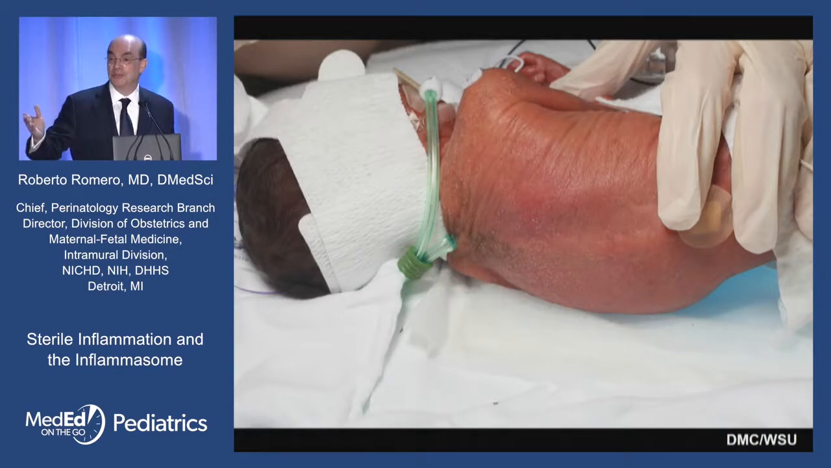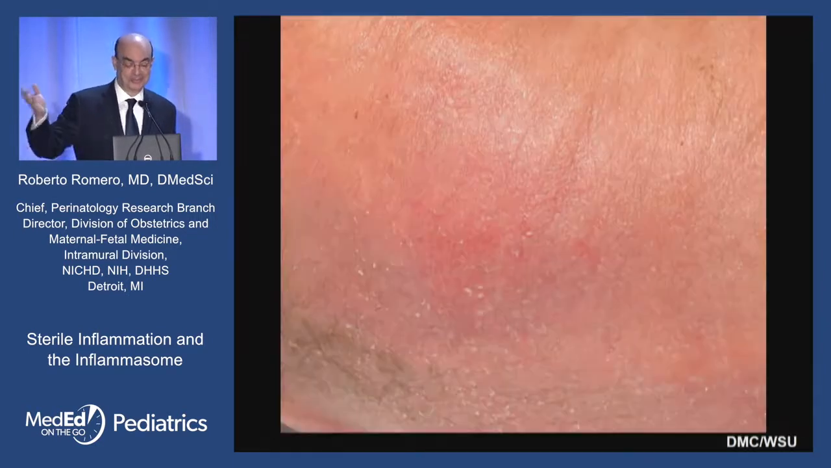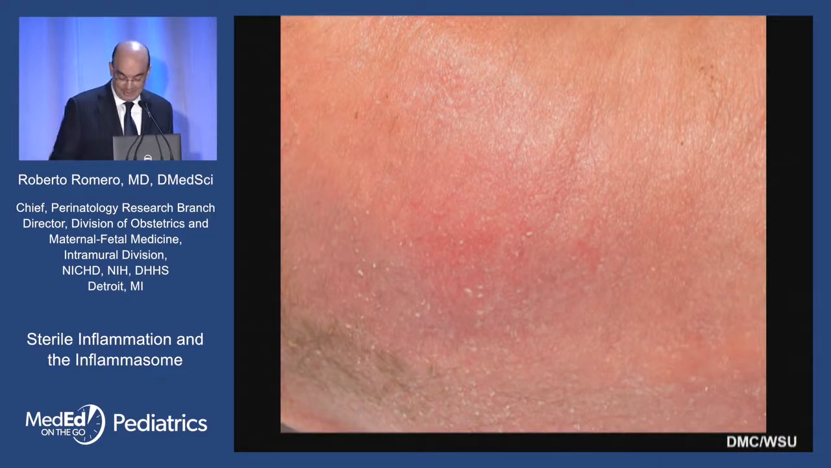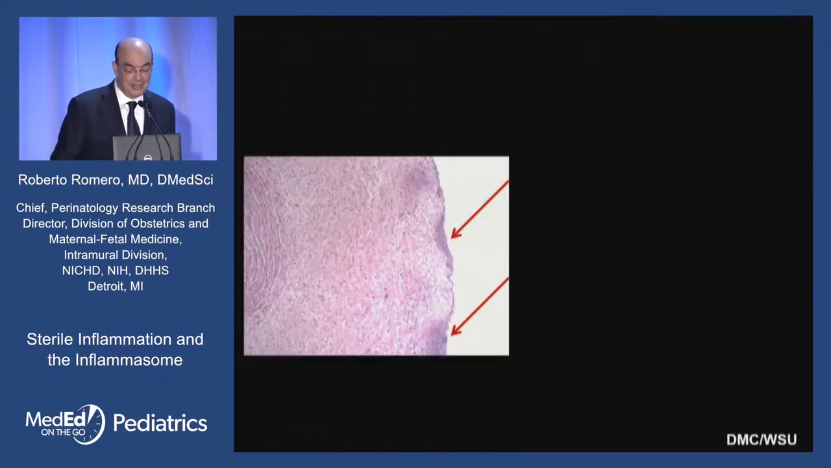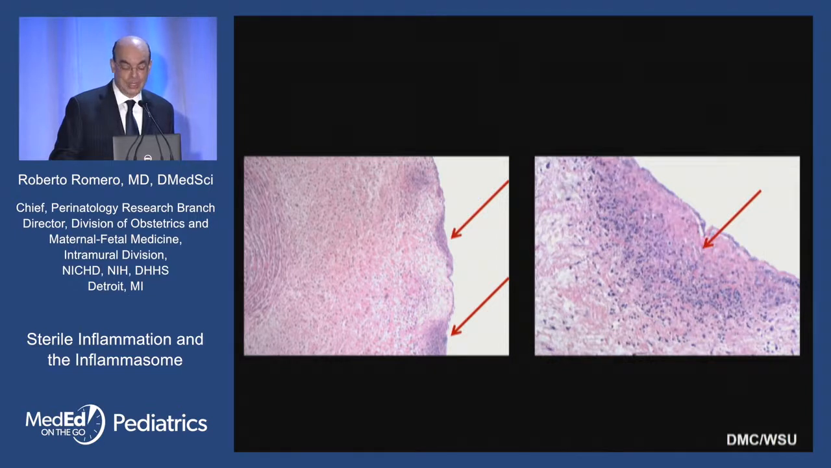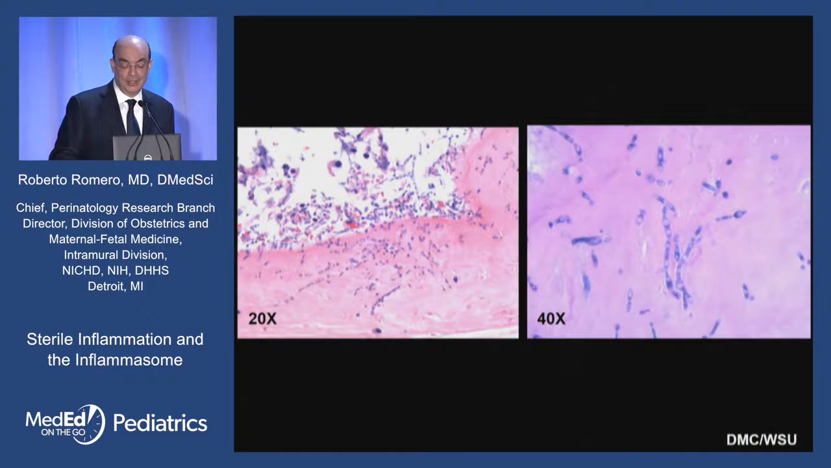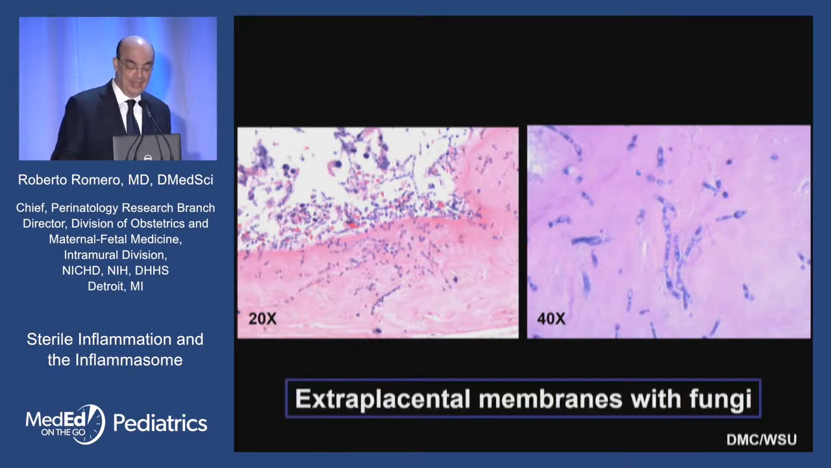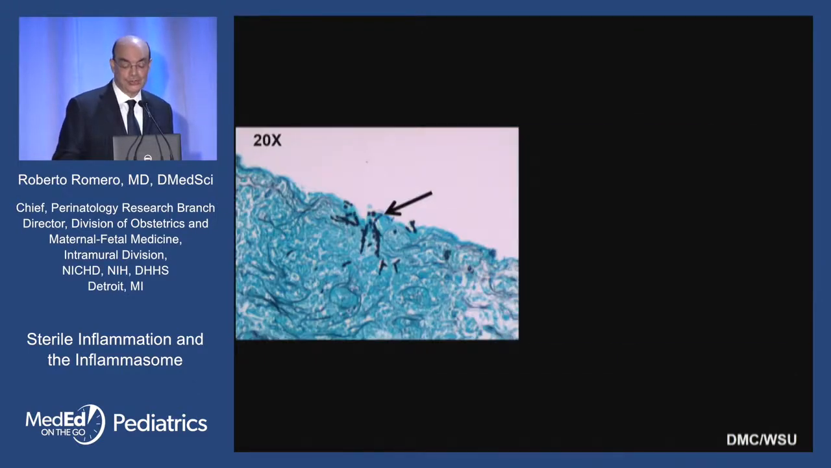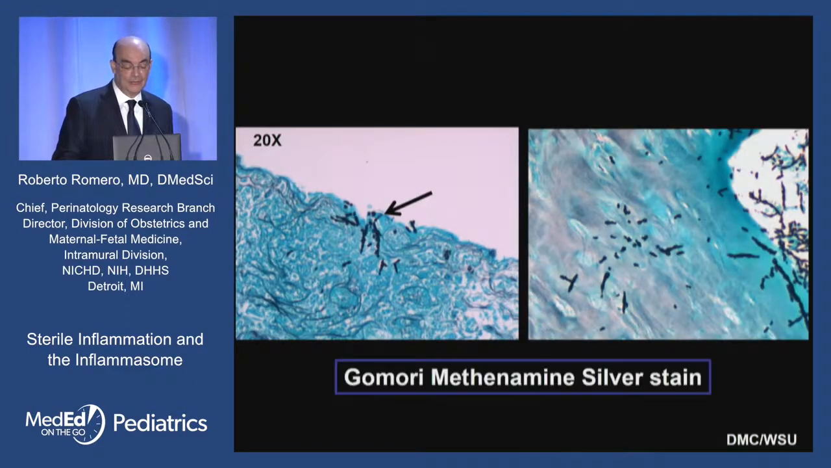So the diagnosis, I think clearly, the umbilical cord with microabscesses on the surface, microabscesses in the umbilical cord. This is a gram stain, and the organisms did not look so tiny, so they are fungi. And here is Grocott staining, and these are Candida that are there.